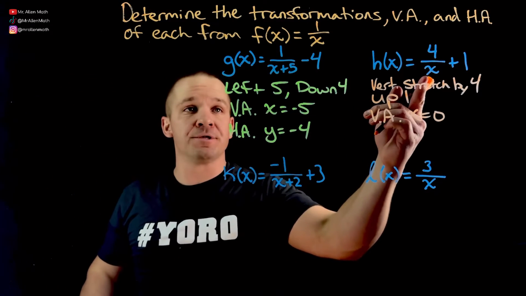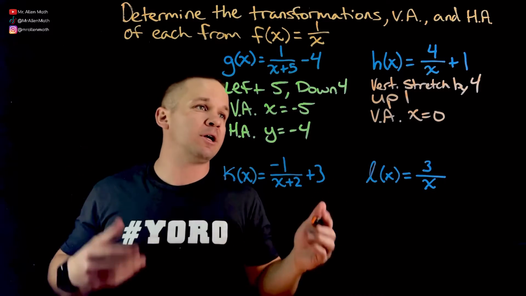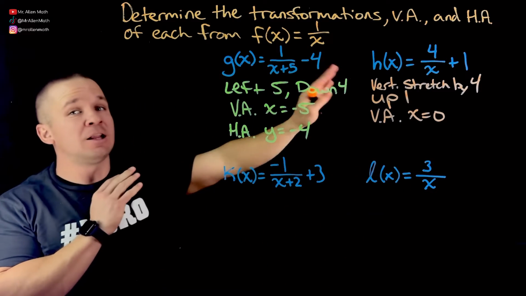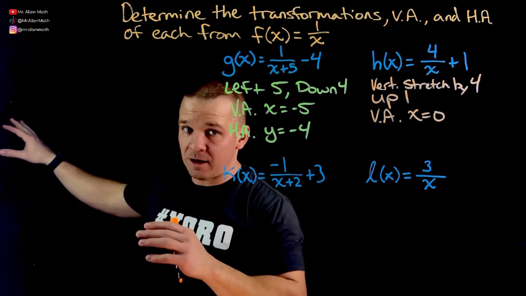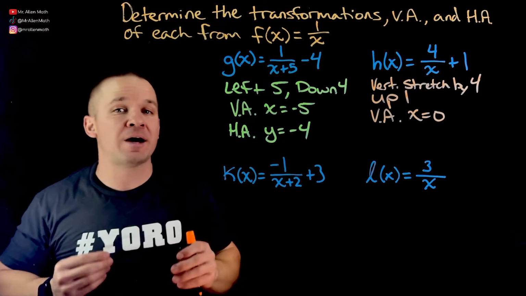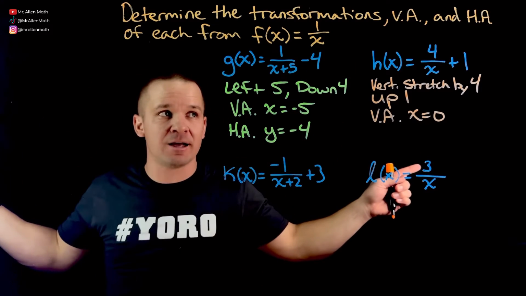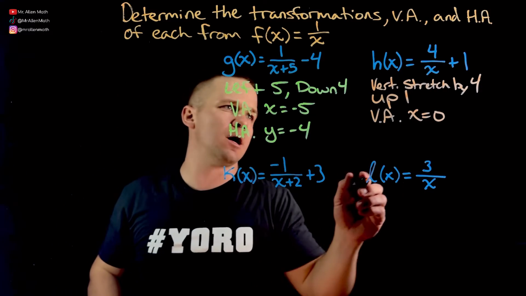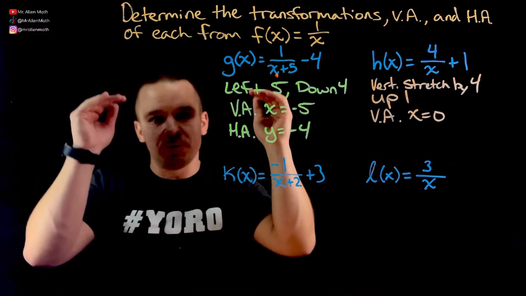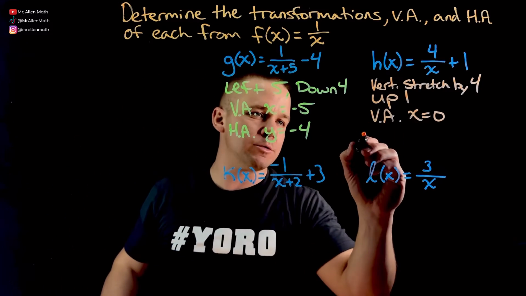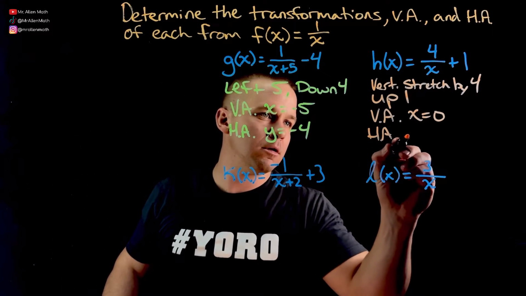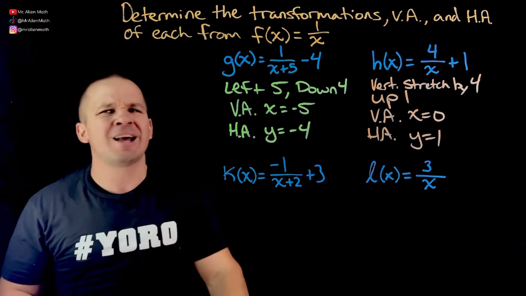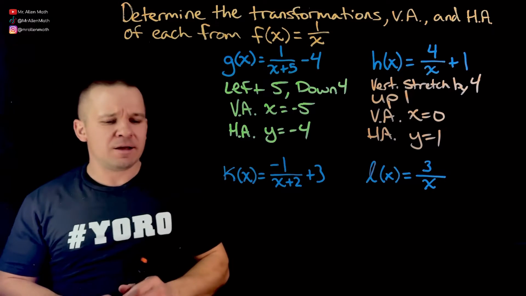Initially, this is y equals 0 for the same reasons we talked about over here. As x gets infinitely larger, positive or negative, 4 divided by that infinitely larger number is going to get really, really small and approach 0, but never quite get there. So if I shift y equals 0 up 1, I get y equals 1. So horizontal asymptote, y equals 1. Nice.